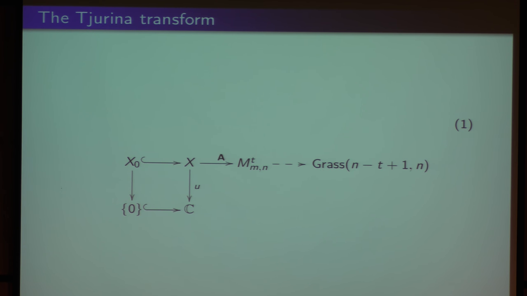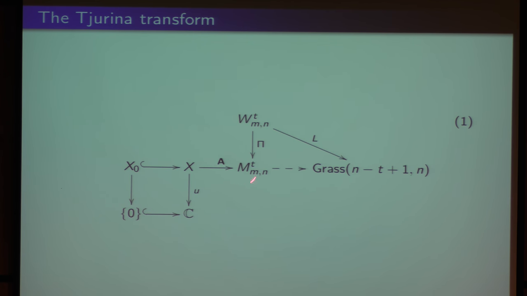And of course, where the rank drops, if the matrix does not have rank t minus 1 but even lower, then this is not well defined. And we can resolve the indeterminacy of this rational map, and we obtain a strict transform I call W, together with a projection to the original determinantal variety and a natural prolongation of this rational map to the Grassmannian that I will call L. And then the Tjurina transform in family for our singularity is defined as the fiber product of these two maps, pi and L. We get a projection down to X. And for the singularity itself, of course, we only take the fiber in the family.